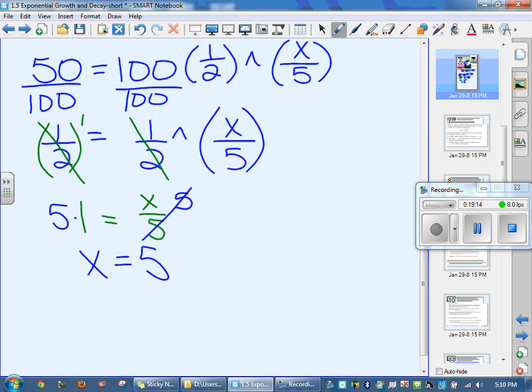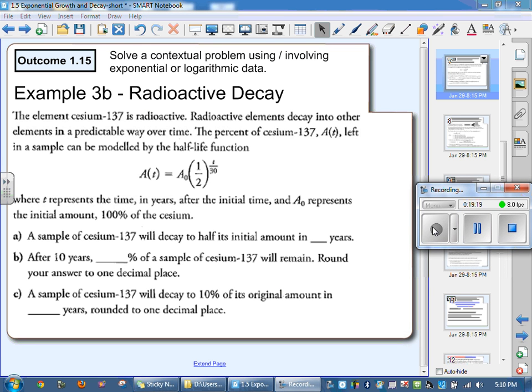Okay, example 3 is talking about radioactive decay. Now, some of this you're going to need to put into a window. So a good window to use for this question is going to be negative 10, 50, counting by tens, negative 10, 200, counting by tens. That should be a good window for these questions. So let's take a look.